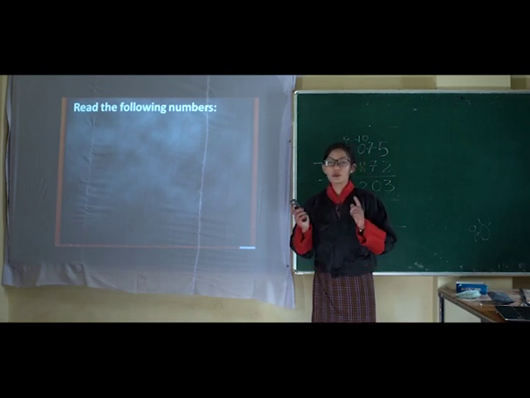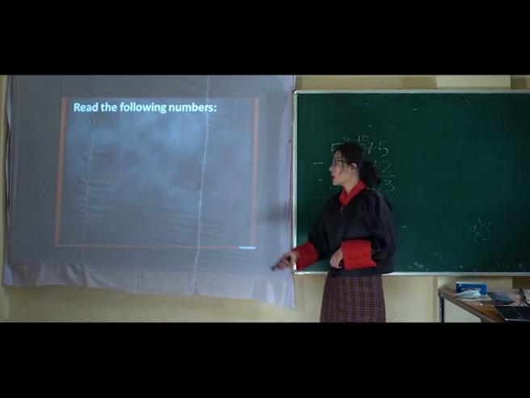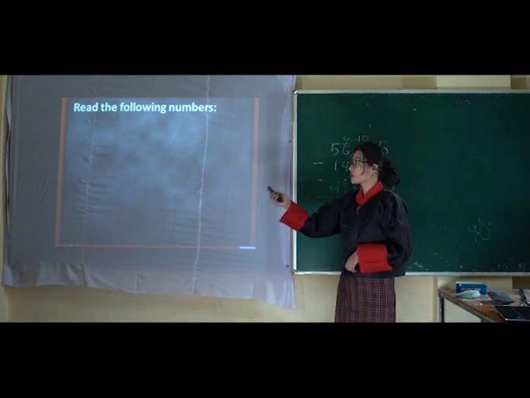free time. So please take a pen and a paper and note down the questions. Read the following numbers: 85013, 4645999, 8209, 345921. These three numbers, please.